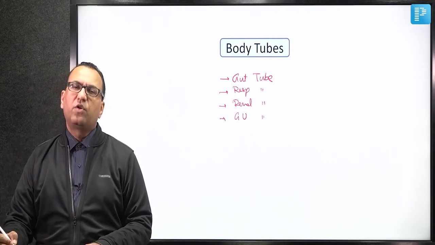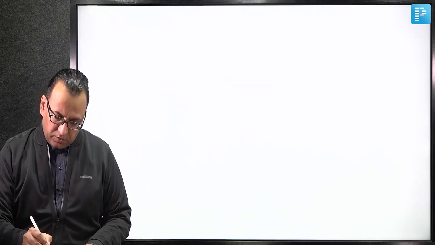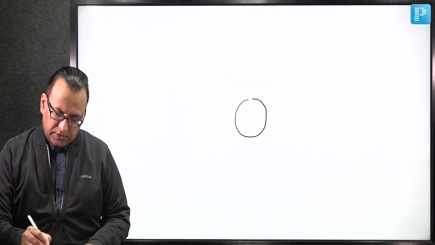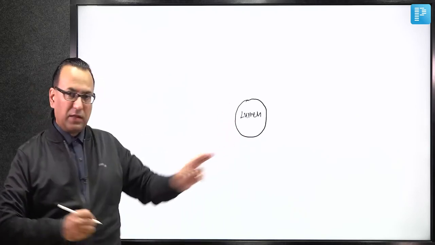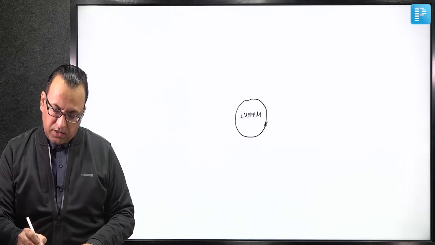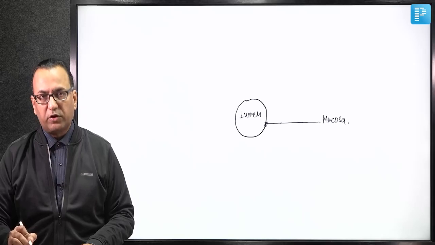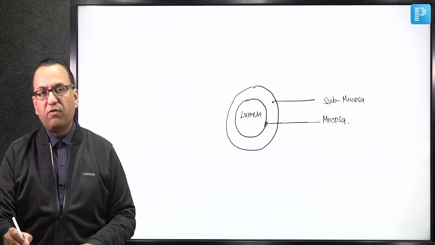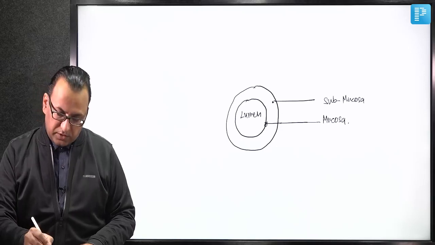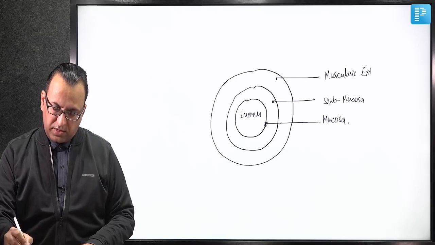Let us draw a diagram of the gut tube to describe the various layers we find in the tube. As we draw the gut tube, we are showing this is the lumen where the food matter will be passing through, and it is lined by the mucosa. Then under the mucosa, we will have another layer, that is the submucosa. We can show it here. And exterior to the submucosa, we have the muscular externa, which we are showing here. And exterior to the muscular externa, we have the serosa.